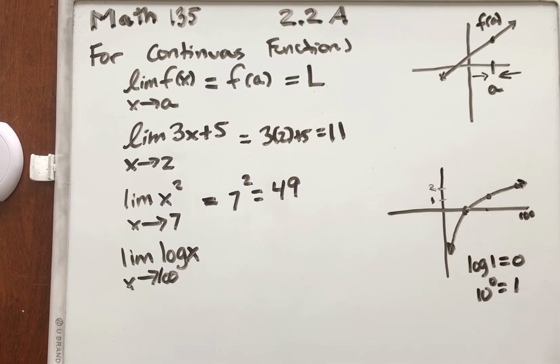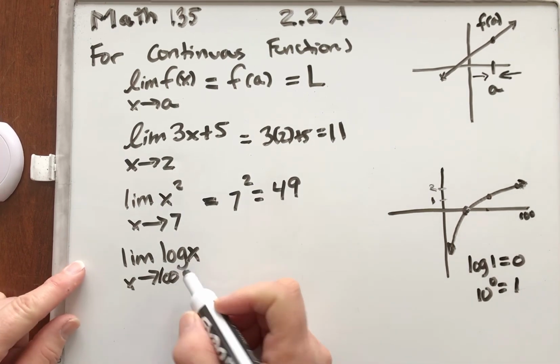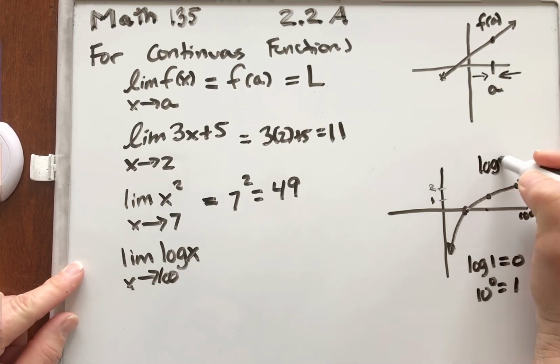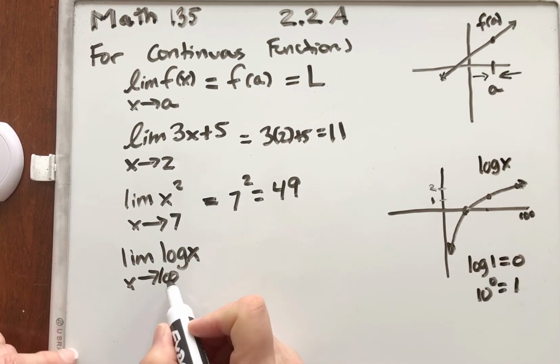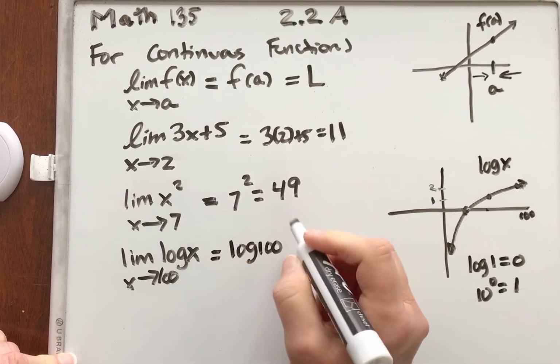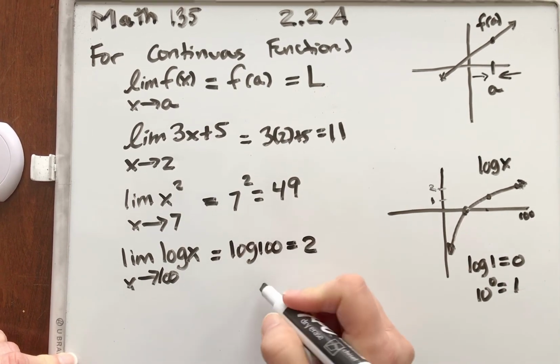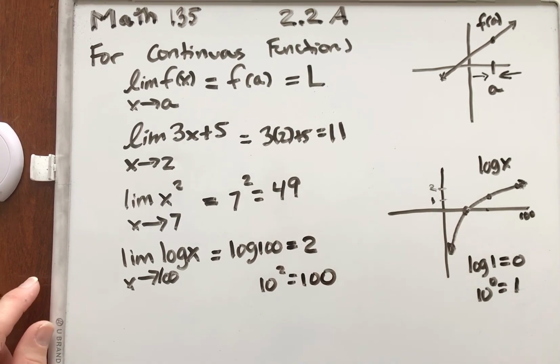So we have a continuous function. This is log. It says the limit of log of x, where we already know this is the graph of log of x, which is continuous. Therefore, we can evaluate. We can put log of 100 in there, which we know is 2, because 10 to the 2 equals 100. All right, very good.